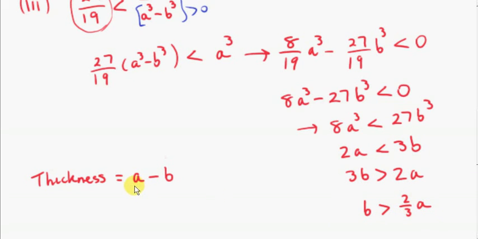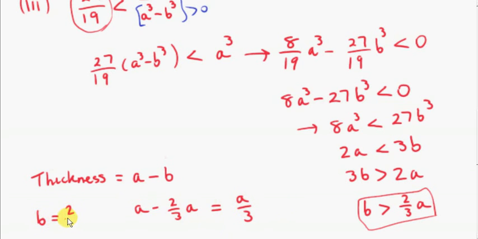So what does that tell us about a minus b? If b is greater than 2/3 a, if I plug 2/3 a in for b, I'll get a minus 2/3 a, which is 1/3 a, or a over 3. So this is the thickness when b is equal to 2/3 a. This is what we get for the thickness: a over 3.